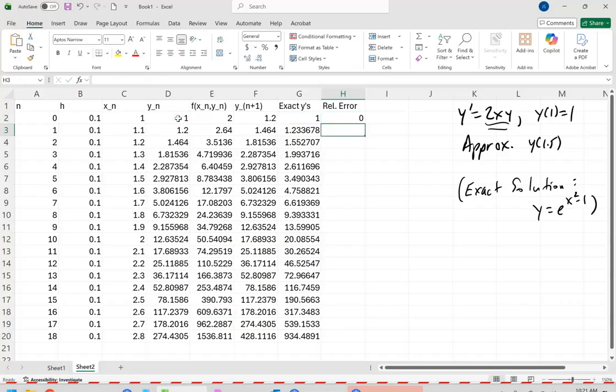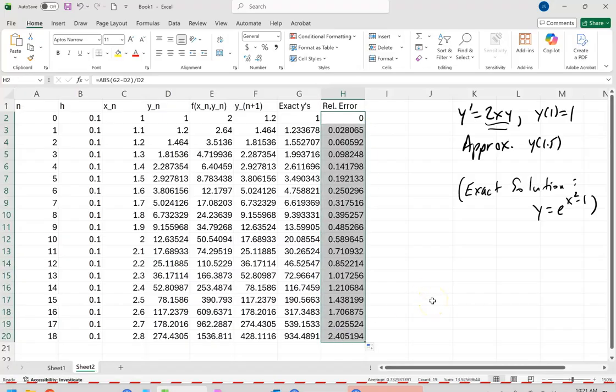All right, anyway. Obviously, that relative error for the first one should be 0, but if I copy it down, it should get bigger as we go. And those are percentages, right? So I'm at about 3%, and then 6%, and then 10%, and so it's getting worse as we go, right?